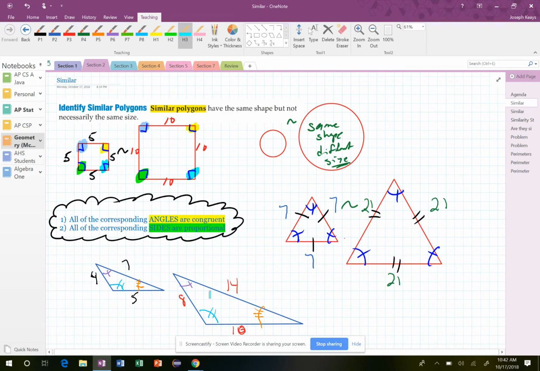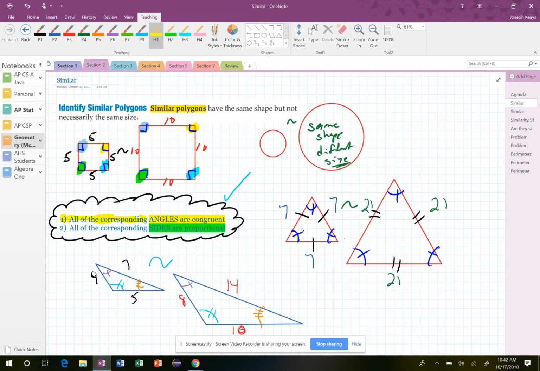And here's another triangle. That's an obtuse triangle, but those two obtuse triangles are what we call similar because they have these two characteristics. All of these groups of shapes have these two very important characteristics. The first one says what? All of the corresponding angles are congruent.